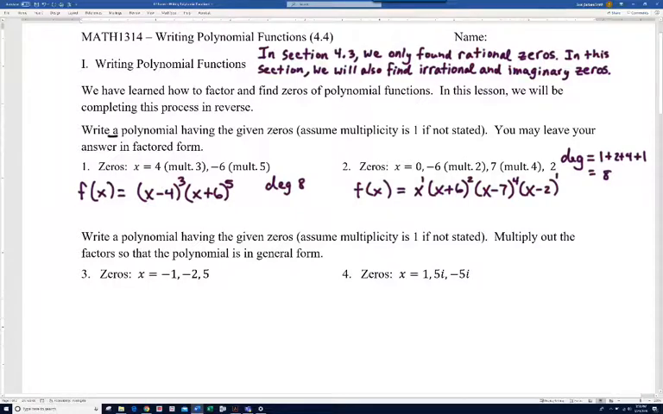So on number 3, now we can look at number 3. So first of all, we have the 3 zeros, negative 1, negative 2, and 5. And so our factors, we're going to be degree 3. Our factors are x plus 1, x plus 2, and x minus 5. So again, we could have a higher degree. We could put coefficients other than 1 here, but we're going to keep this simple.